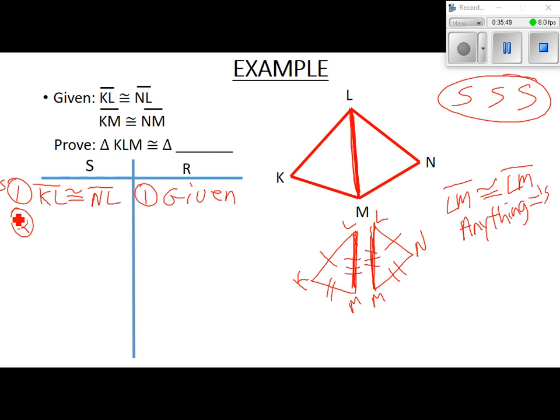What's our second statement going to be? Segment KM is congruent to segment NM. How do we know that?